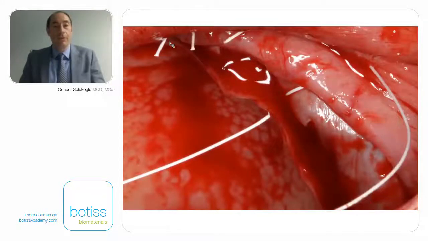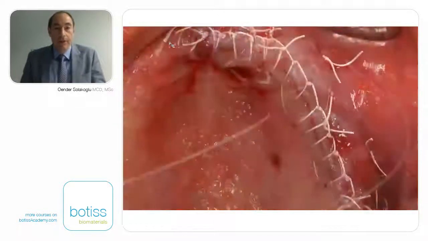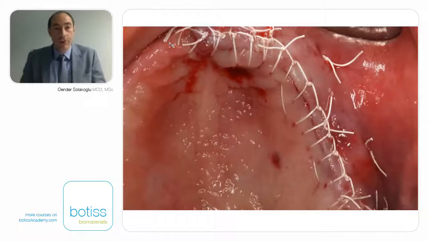And we use two of those membranes in this case, and we cover them with the collagen membrane, the Jason membrane. And then we try to reach primary wound closure, as you can see here.